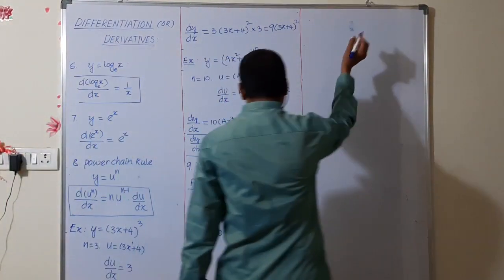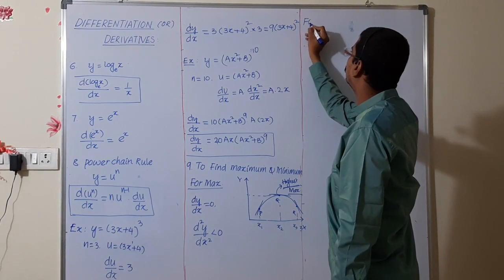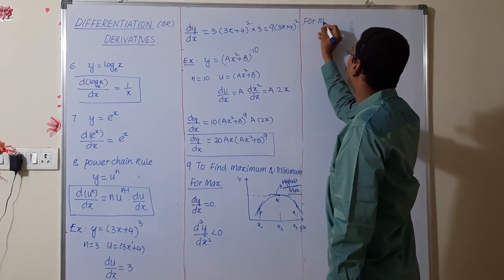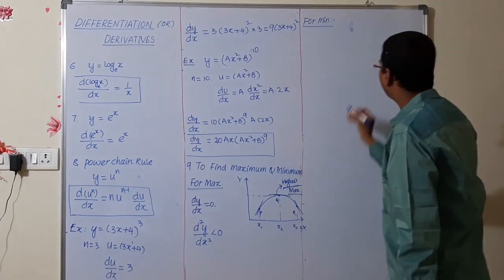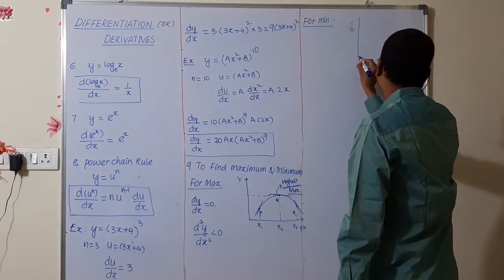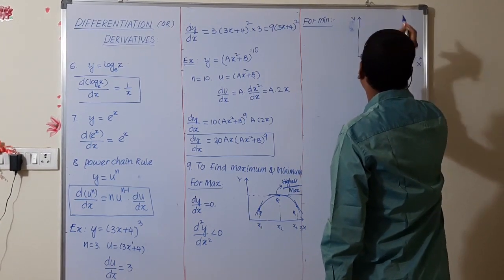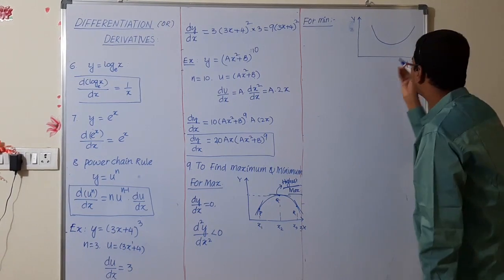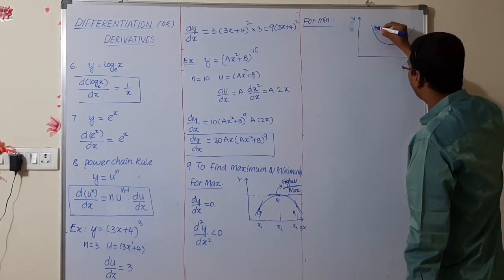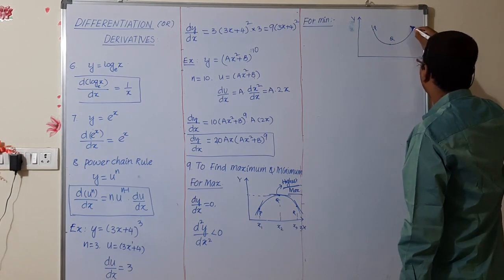Then the second one, for minimum. For the minimum graph, how can we write it? Now I am taking the x-axis, and this one is the y-axis. This is a graph. Again, the same story. Here this is point P, now I am taking point Q, and here point R.